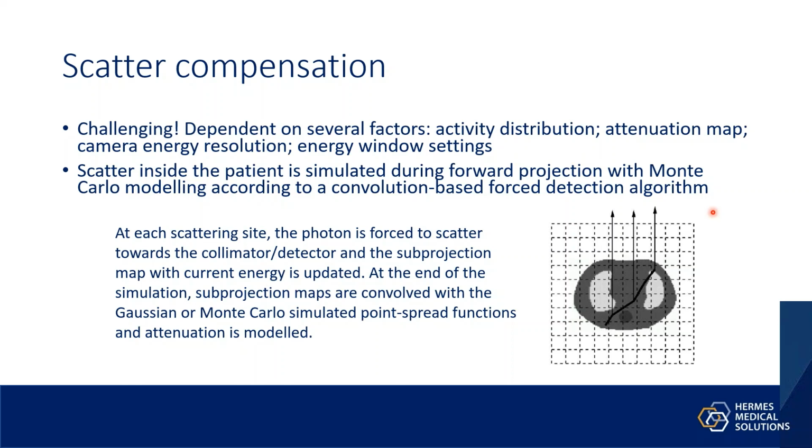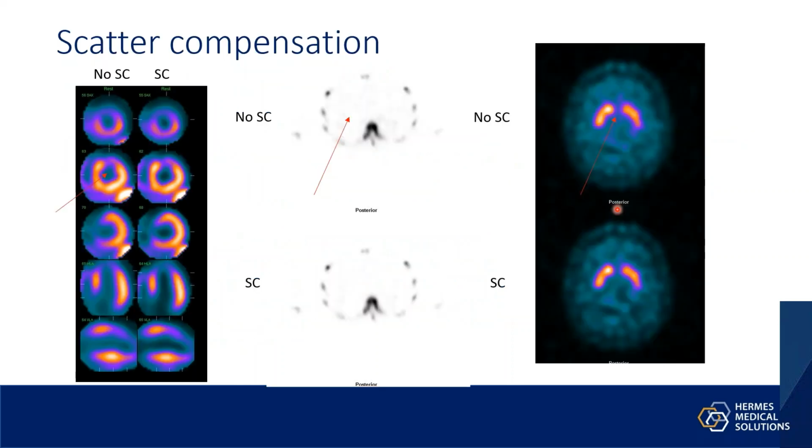scatter. So when we calculate the projections, we follow the path of the scattered photons according to our Monte Carlo algorithm. And at every interaction site, we project the scattered photons towards the detector according to the convolution-based force detection principle. And that is how we get the scatter contribution on our projected images. The scattering usually creates some kind of hazy background around the images.